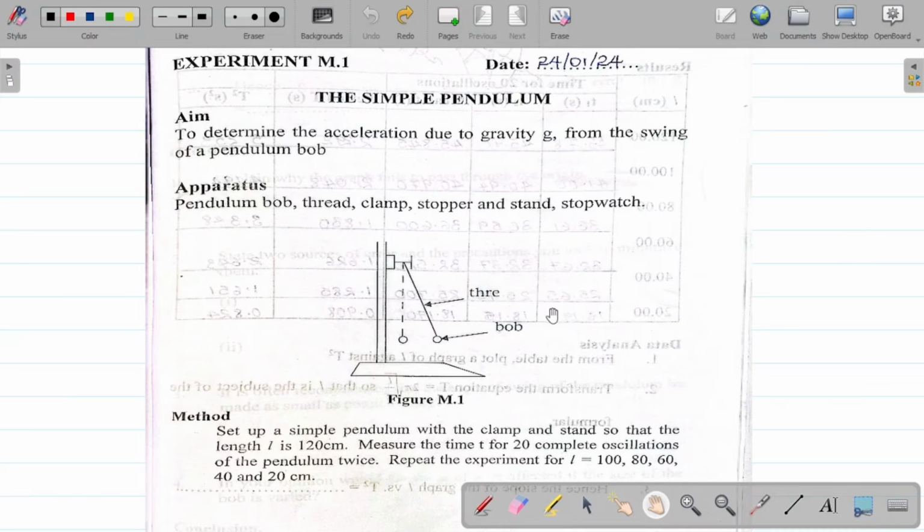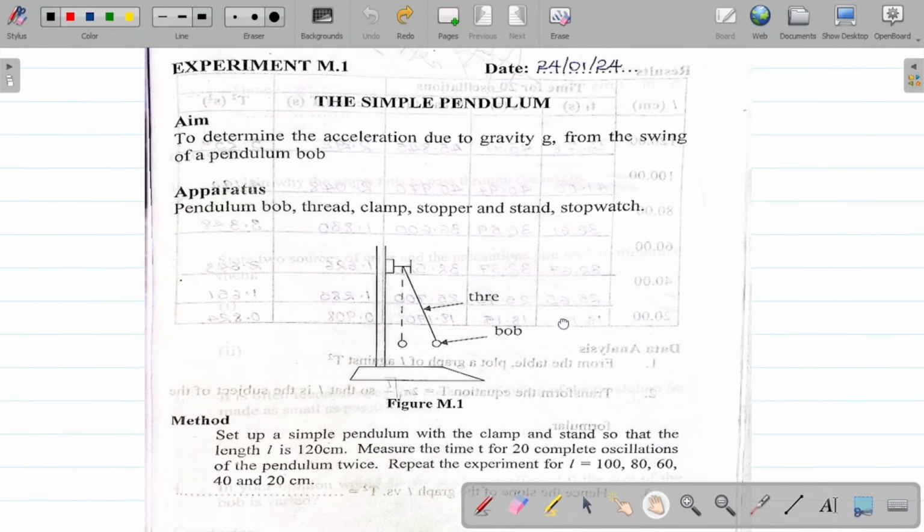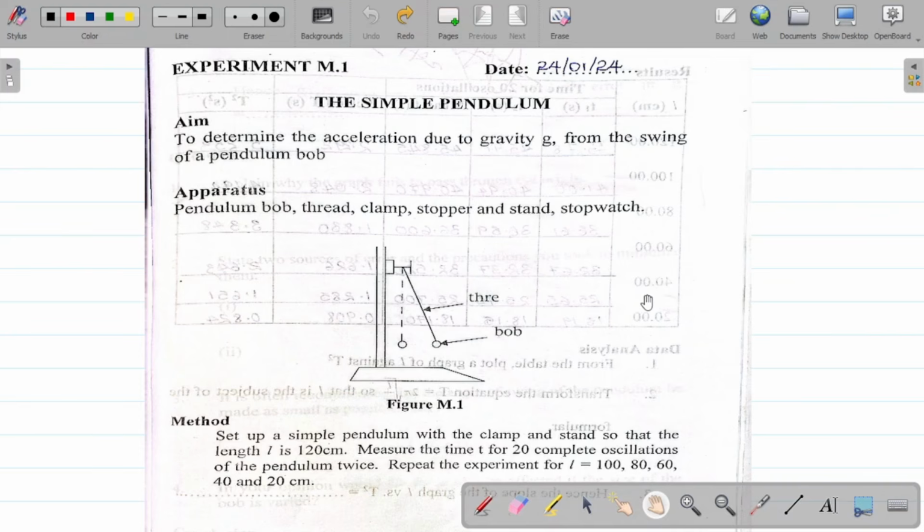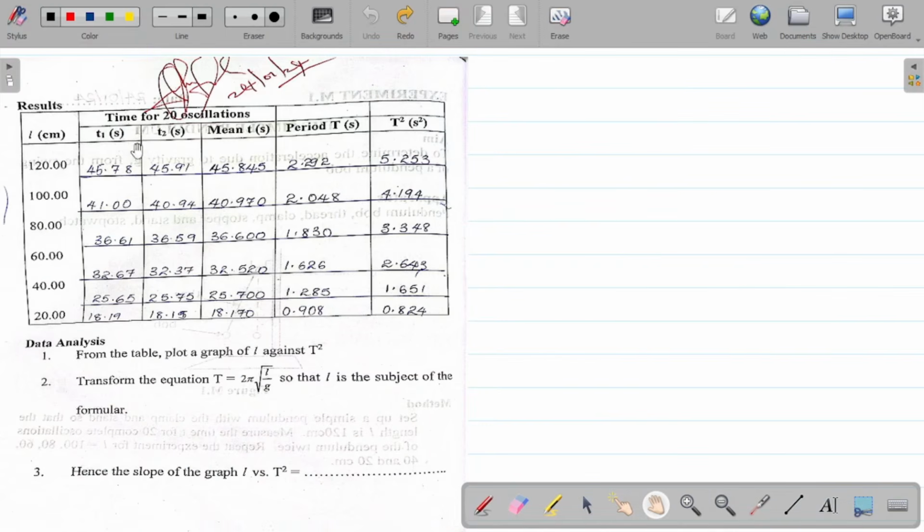Alright, so we have the apparatus and all of this. I'm not going to explain this experiment. I'll just focus more on answering the questions. Alright, so let's look at the table for this experiment. So we have this table for the experiment.